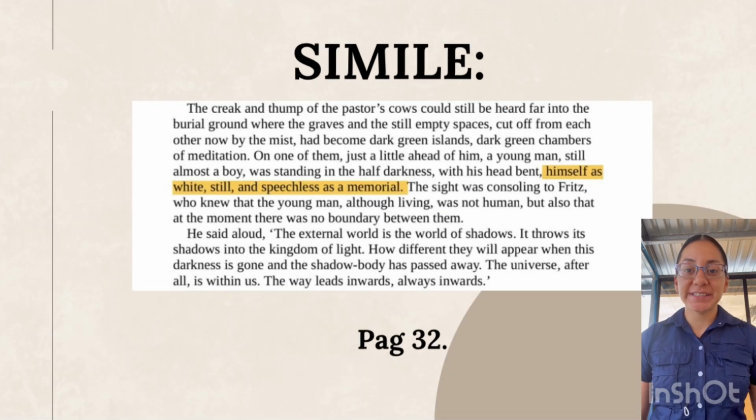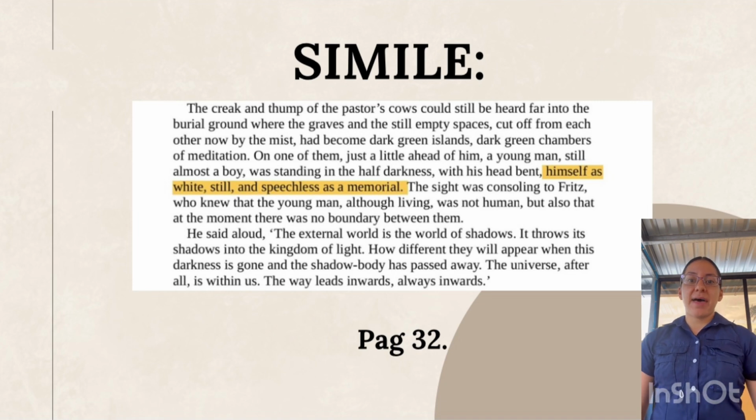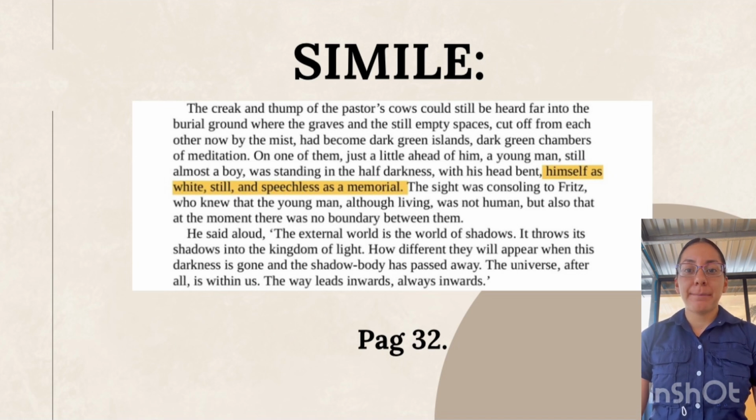The third is simile, himself as a wife, still and species as a memorial. This text uses a simile when comparing someone's appearance to that of a memorial, suggesting that the person is as still and silent as a memorial structure. The simile highlights the paleness, stillness, and lack of expression of the individual, using the image of the memorial to convey a sense of serenity and solemnity.